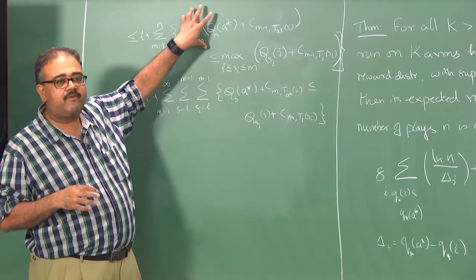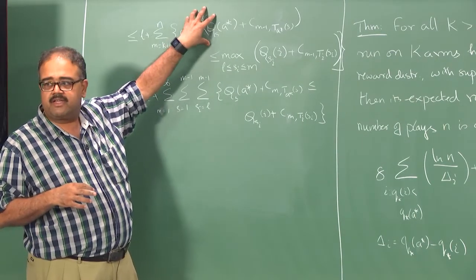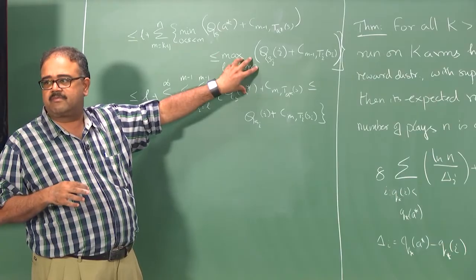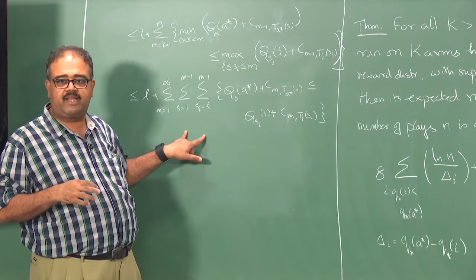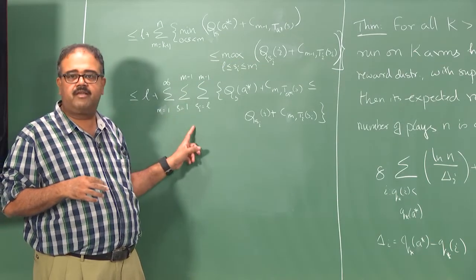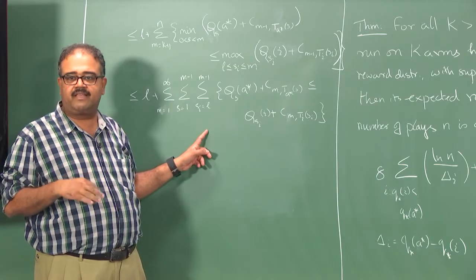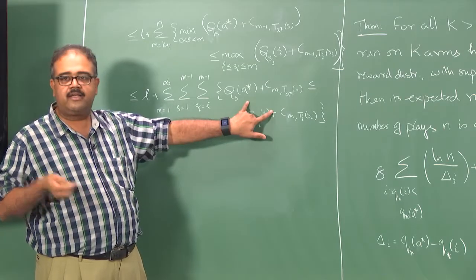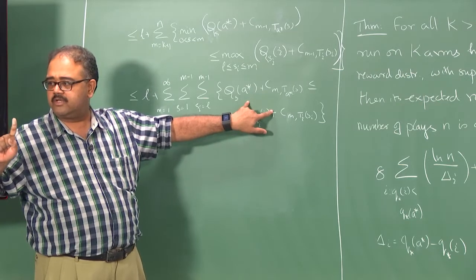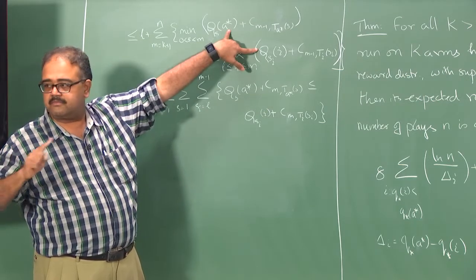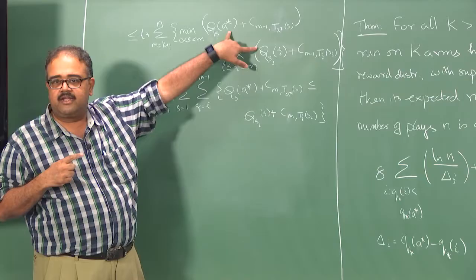P1 was the one for which this minimum was achieved, and P2 was the one for which this maximum was achieved. So when I am summing over S, at some point S will have P1, and at some point Si will have P2. At that point this expression will surely be true, because I know from the min and max argument that we had earlier that it will be true.